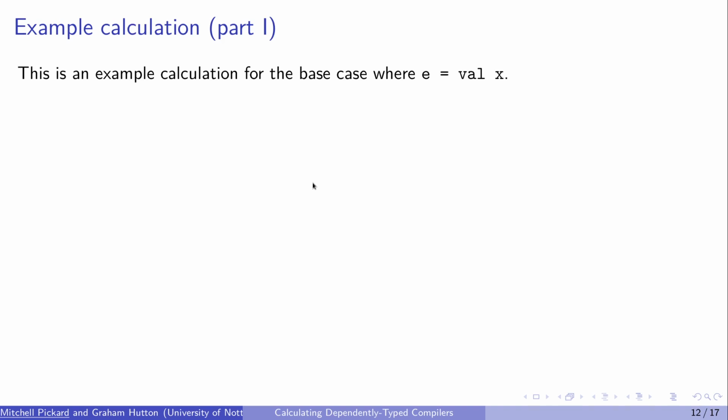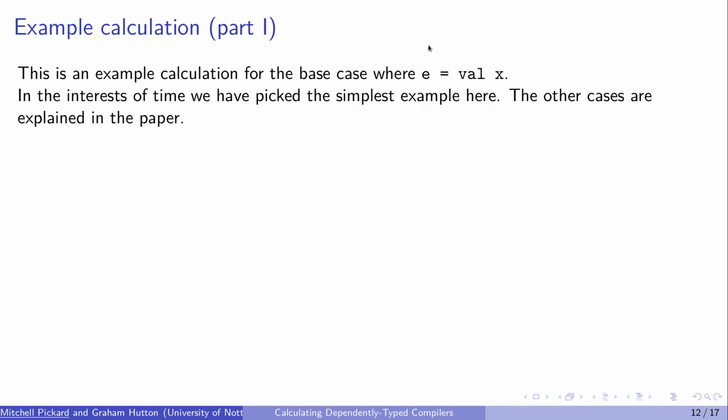So I'll go through an example calculation now. This is going to be the simplest example possible in the interests of time. It's just going to be the base case for E equals val x. The other cases are explained in a lot more detail in the paper, so I do recommend you go and read that. As I said before, we start from the right-hand side. So in this case, it's eval of our E, which is now val x, on top of some stack S. And we can simply apply the definition of eval from before. So this gives us x on top of some stack S.